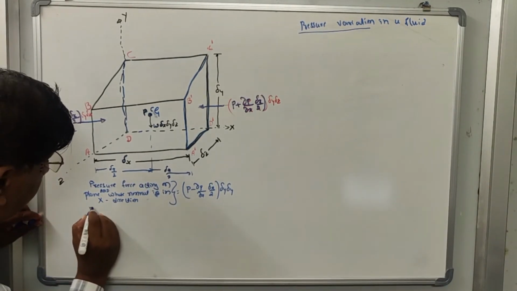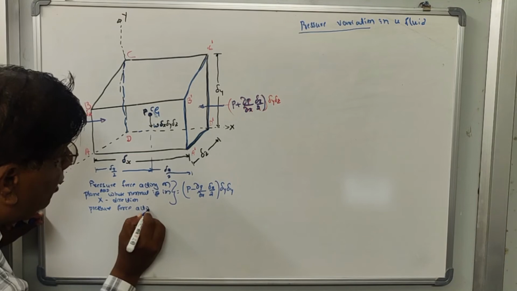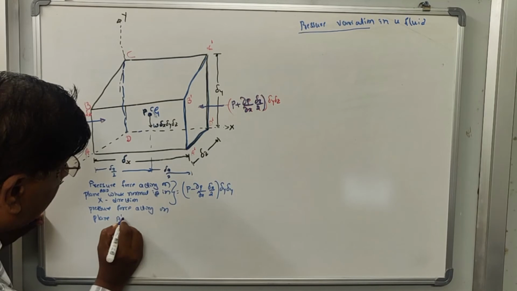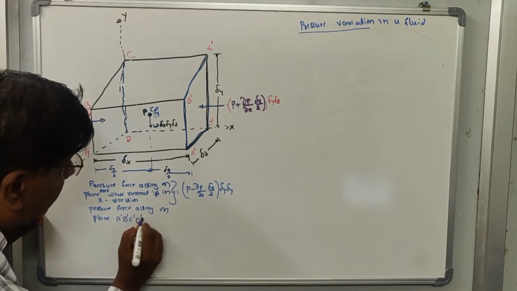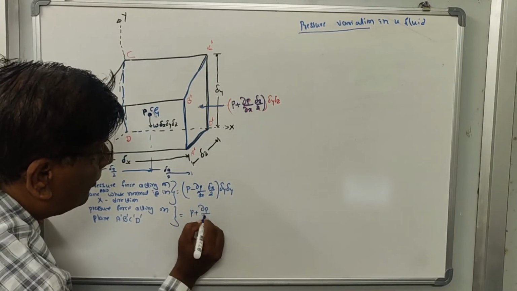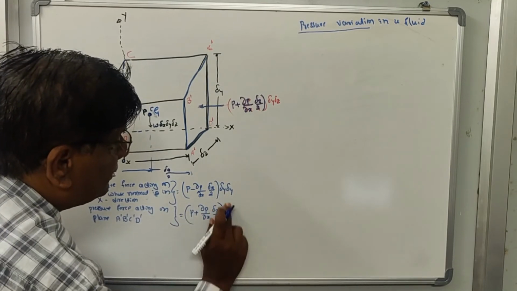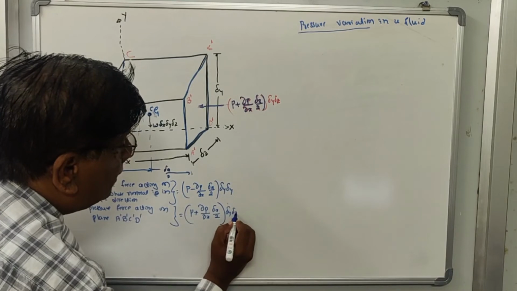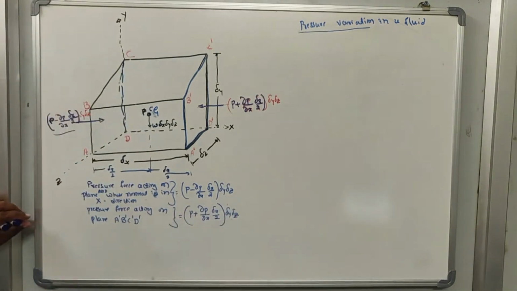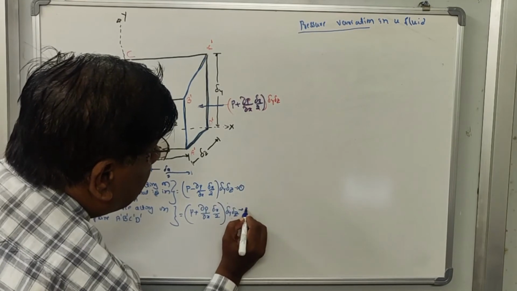Similarly, the pressure force acting on plane A dash, B dash, C dash, D dash is P plus dabba P by dabba x delta x by 2, and the area of the surface is delta y delta z. Okay, let us call this equation 1, this is equation 2.